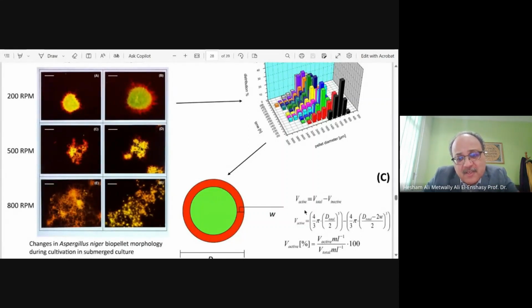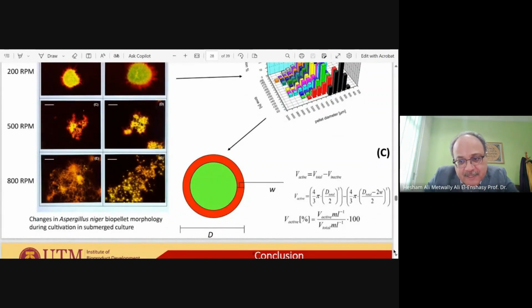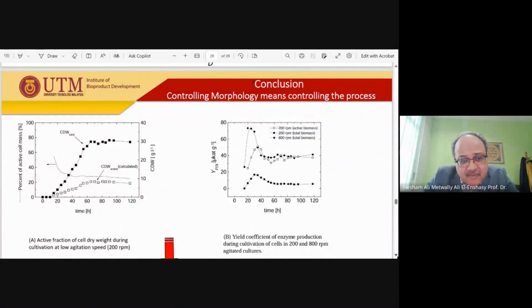And then, considering the active volume is equal to the total minus the inactive part, the inactive part is the green part, we see the active fraction of the biopellet. When we calculate the active fractions, we recalculate the biomass. We see here, this is the total biomass, 30 grams per liter. When I calculate just the outer layer, it's about 8 grams per liter. And this percent of active biomass is about 30%. It means 70% of my biomass is not producing enzymes.